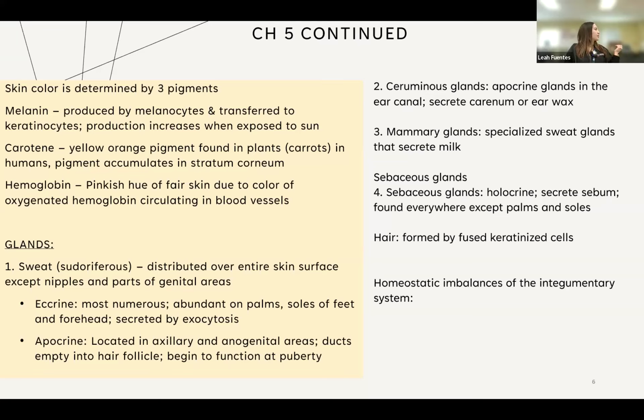Okay, and then that's melanin. Carotene, pretty easy to remember, is a yellow-orange pigment found in plants. Carrots, that's where it gets its name. In humans, this pigment accumulates in the stratum corneum. This is most prominent in your palms and your soles, so the palms of your hands and the soles of your feet.